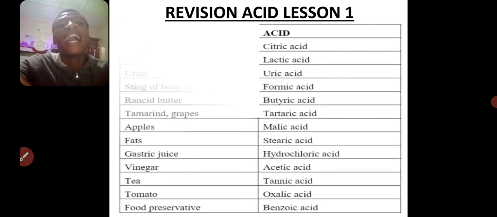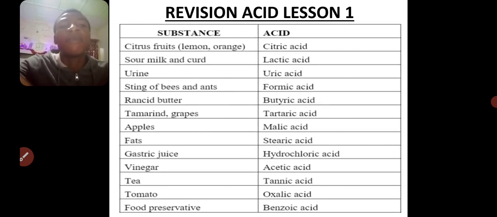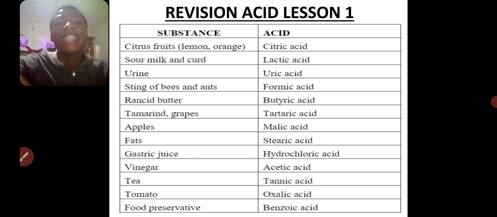We said that organic acids have natural sources. You find them from plants and animals. Like citric acid, you find them in citrus fruits, lime, lemon, orange. Lactic acid, you find them in sour milk. Uric acid is in urine. Formic acid is present in stings of bees and ants.